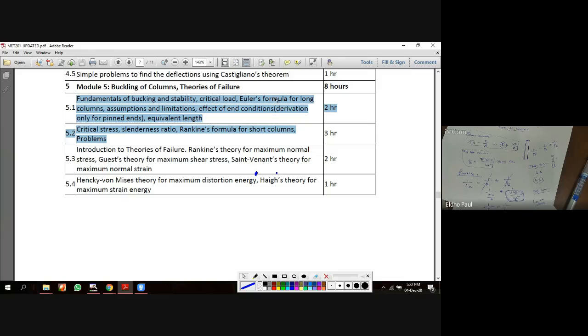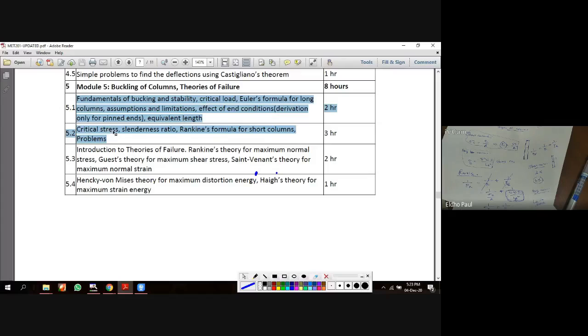പിന്നെ ഓയിലേഴ്സ് ഫോർമുല ഫോർ ലോങ് കോളം പഠിച്ചു. അതിന്റെ അസംഷൻസ്, ലിമിറ്റേഷൻസ്: അത് ഹുക്സ് ലോ പാലിക്കണമെന്നില്ല, ഇലാസ്റ്റിക് ആവണമെന്നില്ല, ഐസോട്രോപിക് ആവണമെന്നില്ല, ലോഡ് ആക്സിയലി തന്നെ ആക്ട് ചെയ്യണമെന്നില്ല. അങ്ങനെ ഡിഫറെന്റ് ലിമിറ്റേഷൻസ് ഉണ്ട്. ഓക്കെ. സോ എൻഡ് കണ്ടീഷൻസ് ഡിഫറെന്റ് ടൈപ്സ് ഉണ്ട്. 4 എൻഡ് കണ്ടീഷൻസ് പഠിച്ചു. അതിൽ നിങ്ങൾക്ക് ഡെറിവേഷൻ വേണ്ടത് ഹിഞ്ച്ഡ് എൻഡ്സിന്റെ ആണ്. ഇക്വലന്റ് ലെങ്ത് എന്താണെന്ന് പറഞ്ഞു.